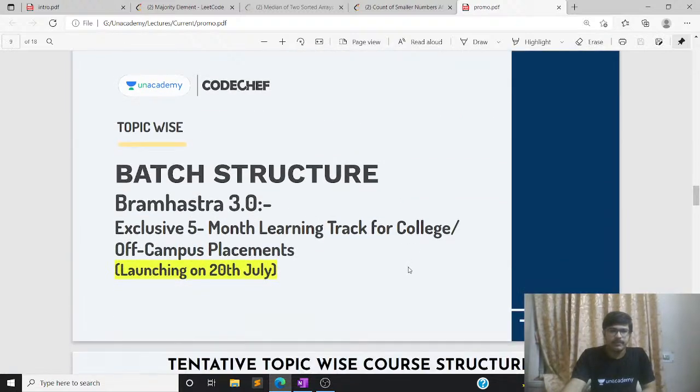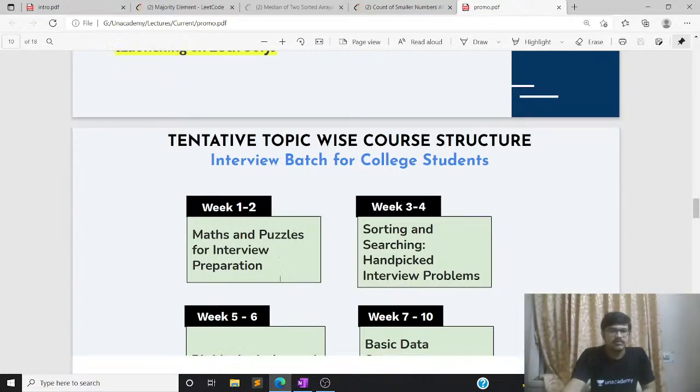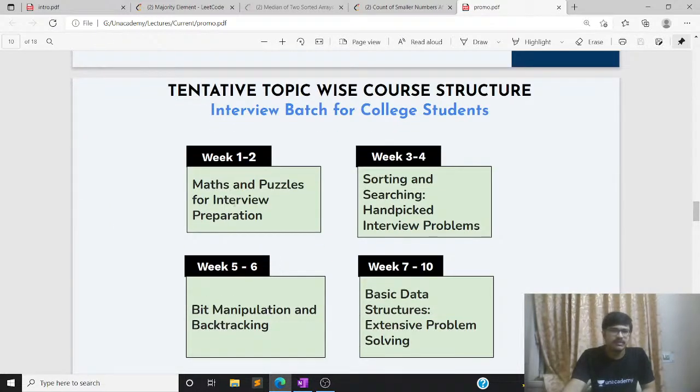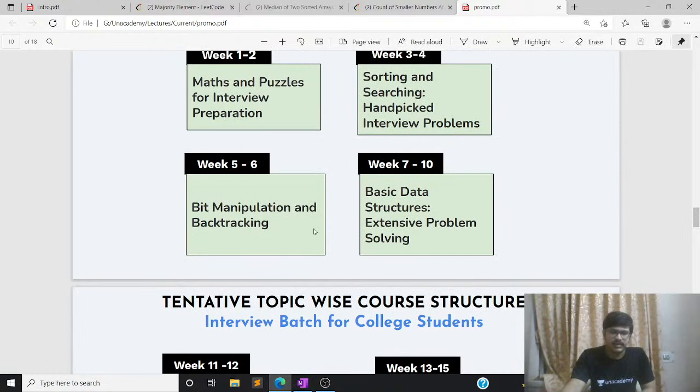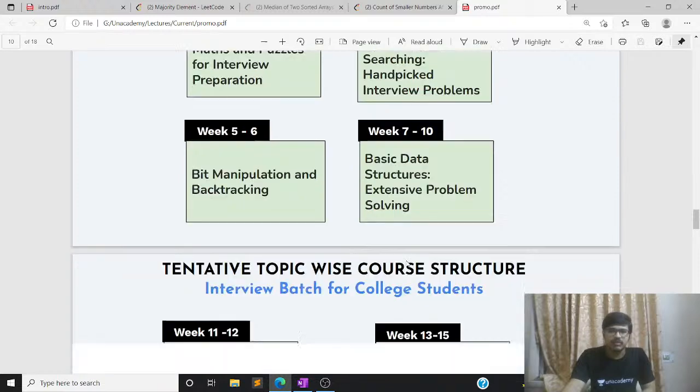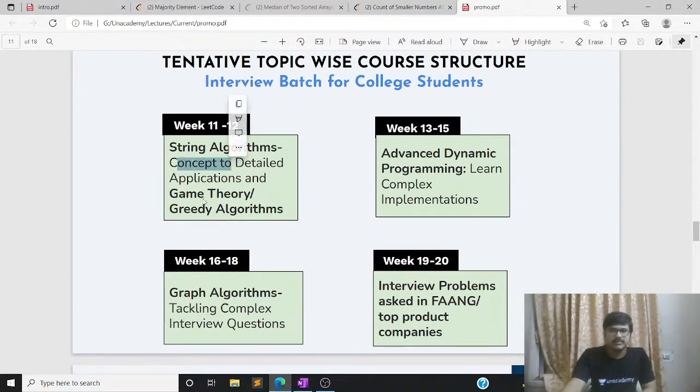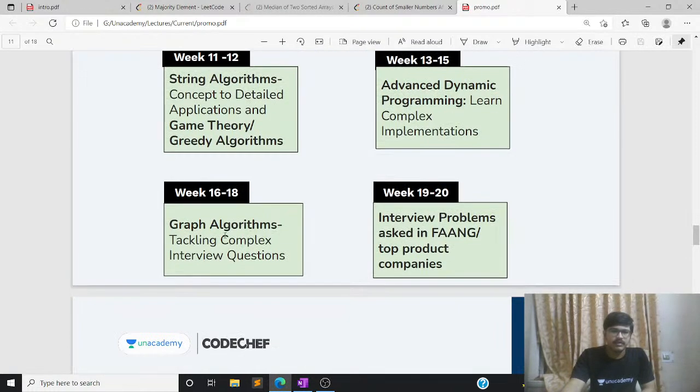Okay. Then we have the Brahmastra course. The Brahmastra course is mainly for interview preparation. You can look at the syllabus here. The maths and puzzles in the first 2 weeks. Sorting and searching, a very important topic, bit manipulation, backtracking. Then we look at some basic data structures, extensive problem solving, string algorithms, greedy algorithms, advanced dynamic programming, graph algorithms, and at last we look at the most asked interview problems in the top problem summary.